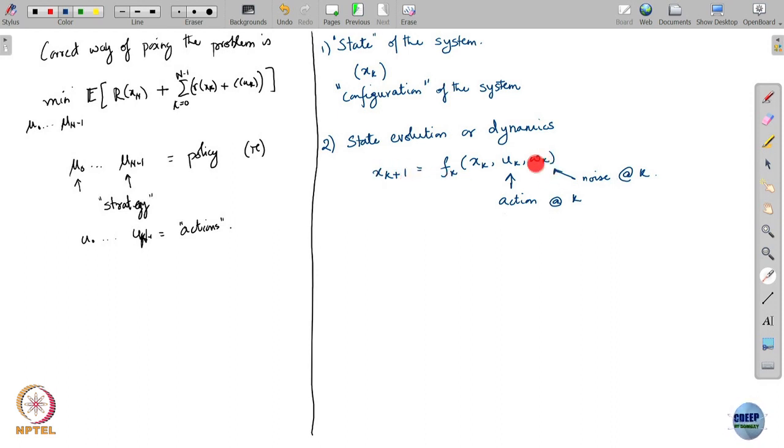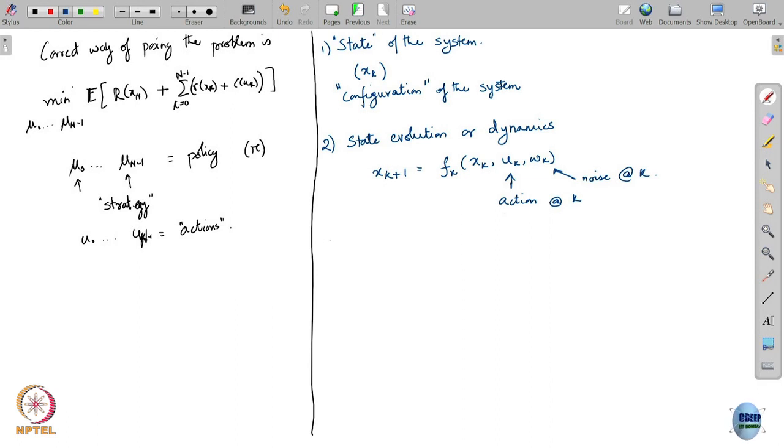Now, because this Wk is random, this sequence will be random. The sequence of states will be random; it is not something whose value you would know at the beginning of the problem. As a result, the actions that you will end up taking would also be random, as they would be chosen as a function of the information that you have.